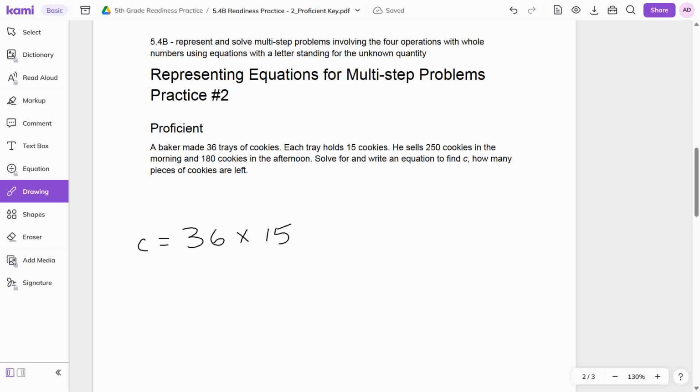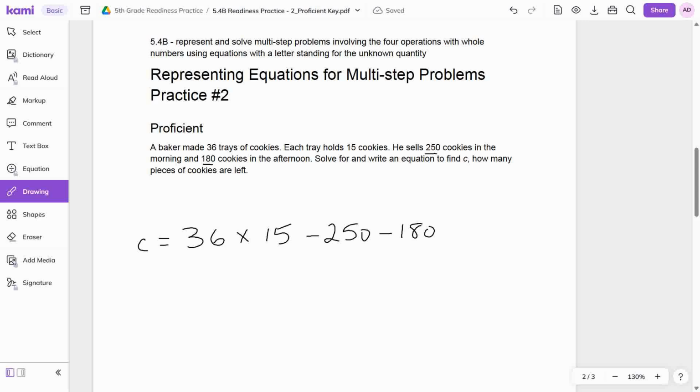I know that I need to multiply 36 times 15 to get how many cookies I have. Now, when I'm selling 250 and 180, I've got two different choices here. Either of these are going to be correct. I could take both of those away separately. I could subtract 250, and then I could subtract 180.